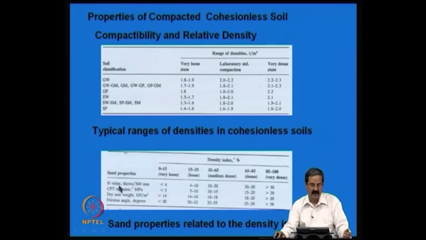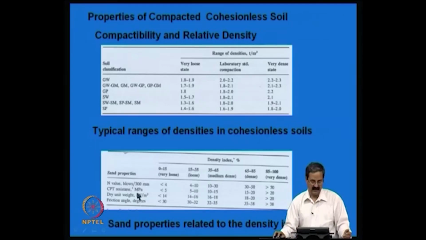So, if you are able to really have this information, you can say what N value you can expect. In particular, the SPT value is something very important in field response. If it is a very dense material, the SPT will be in this range, medium dense 10 to 30, or if it is very good you say more than 50.